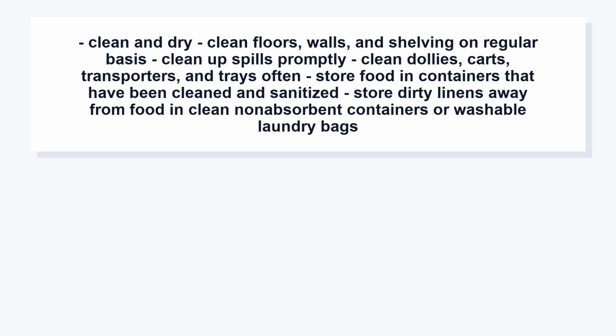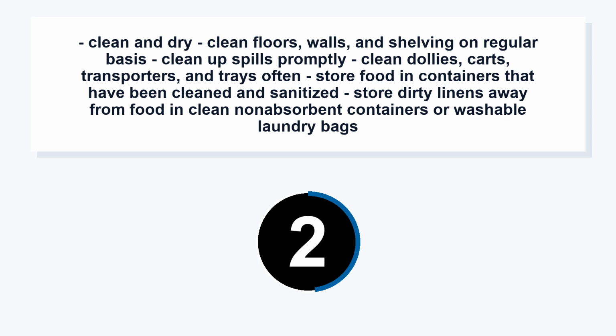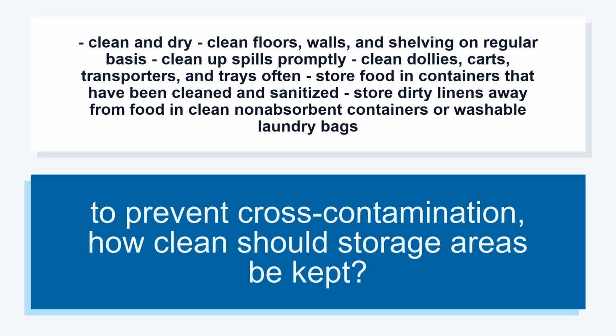Clean and dry. Clean floors, walls, and shelving on regular basis. Clean up spills promptly. Clean dollies, carts, transporters, and trays often. Store food in containers that have been cleaned and sanitized. Store dirty linens away from food in clean non-absorbent containers or washable laundry bags. To prevent cross-contamination, how clean should storage areas be kept?